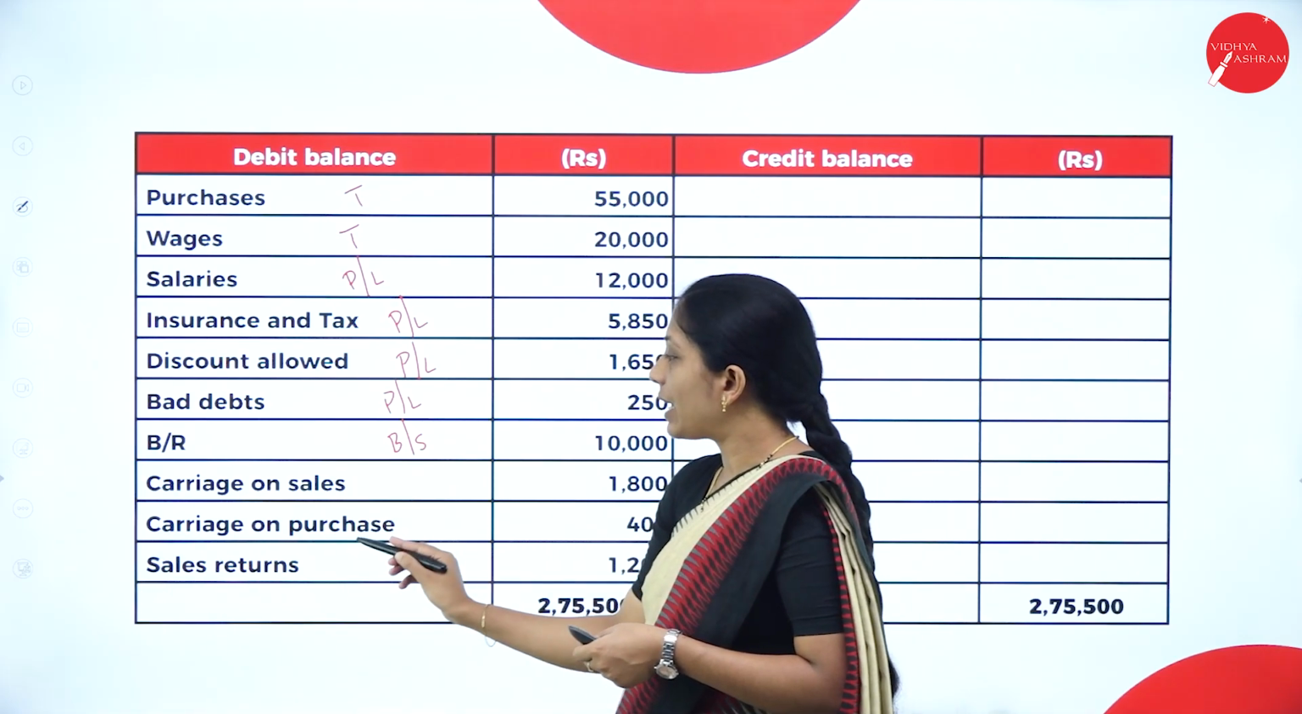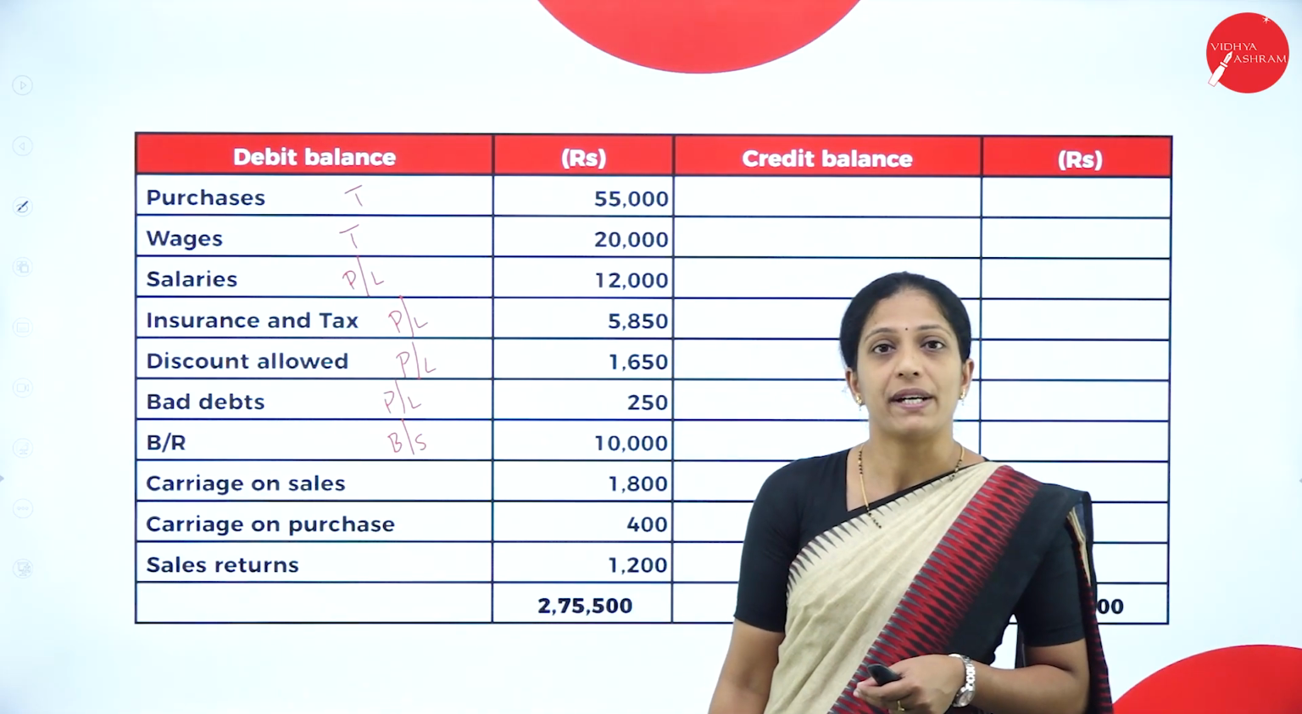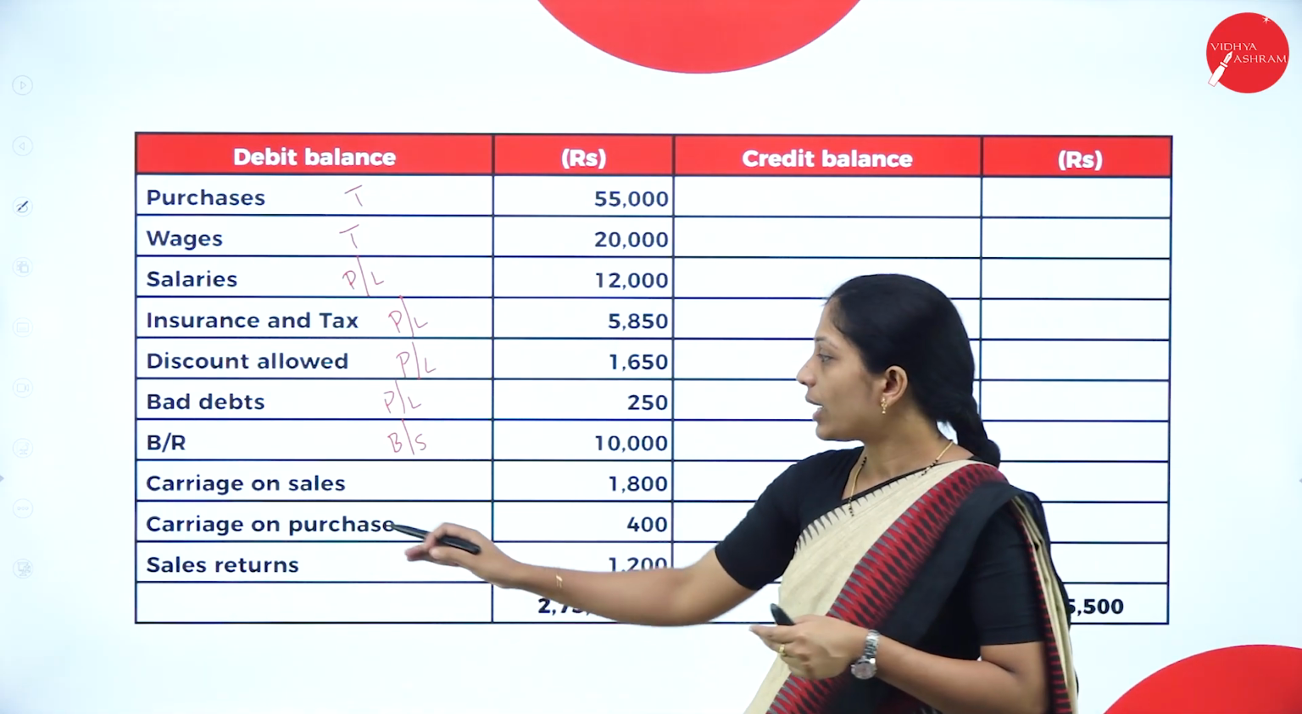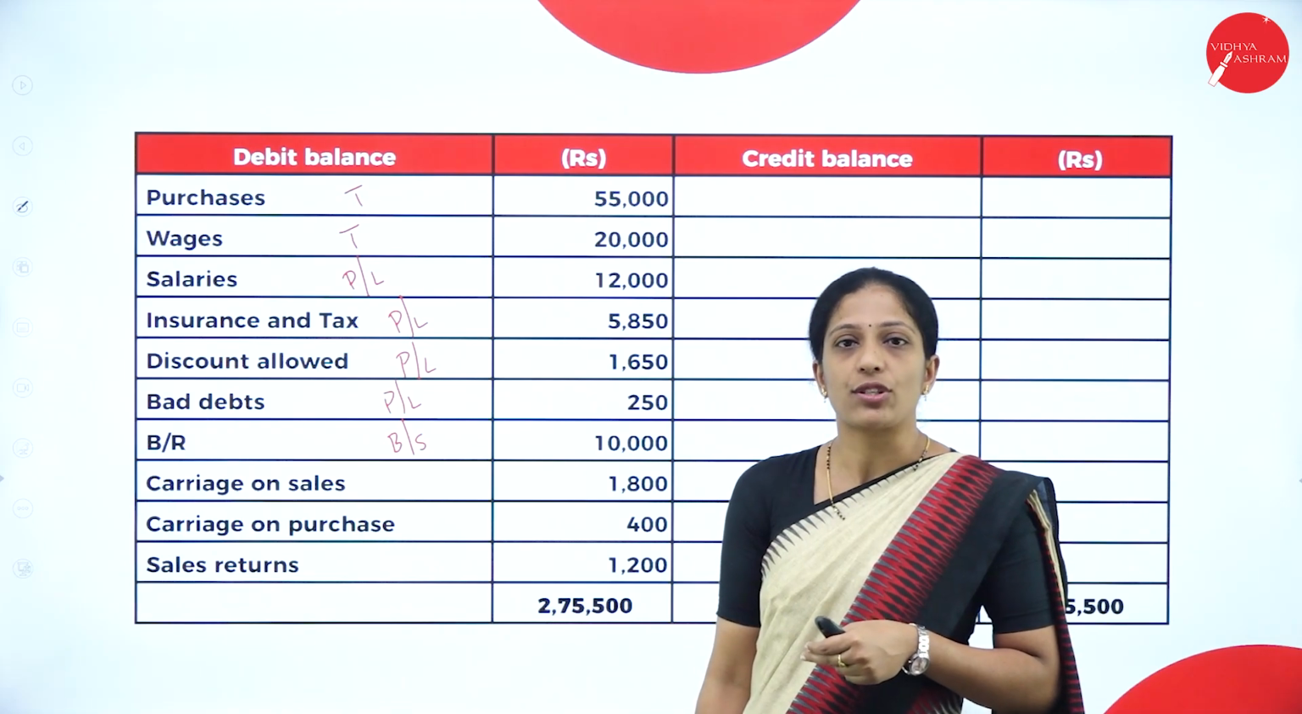Carriage on sales. Now they have given carriage on sales and carriage on purchase. So we have carriage inwards as well as carriage outward. So carriage on purchase is what? Carriage inward.